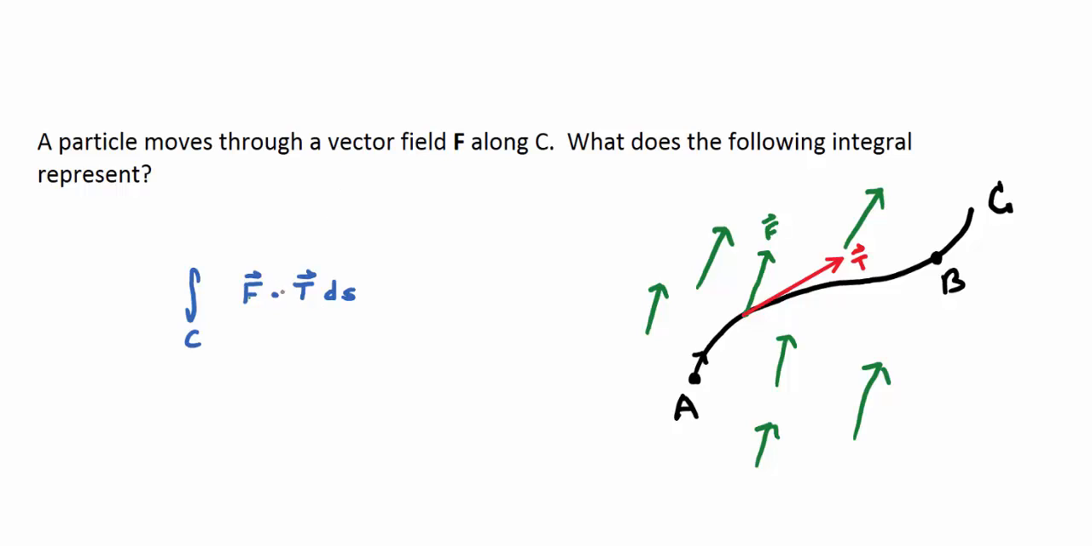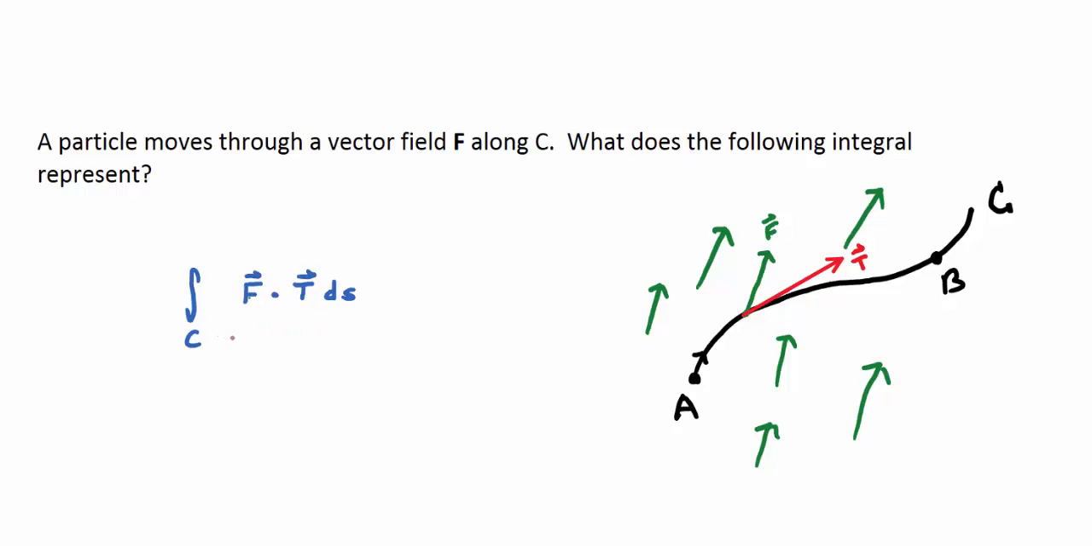So you have to imagine F is a force field, and we have a curve, C, that some particle is traveling along, and T is its unit vector in the direction of motion, its unit tangent vector. Then what does F dot T represent? F dot T represents the amount of force exerted by F in the direction of motion. It's the scalar component of F in the direction of T, which is in the direction of motion.